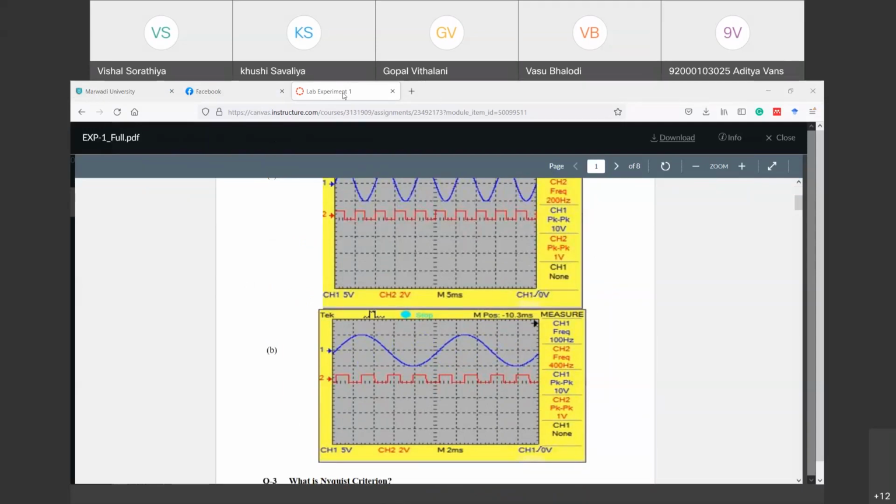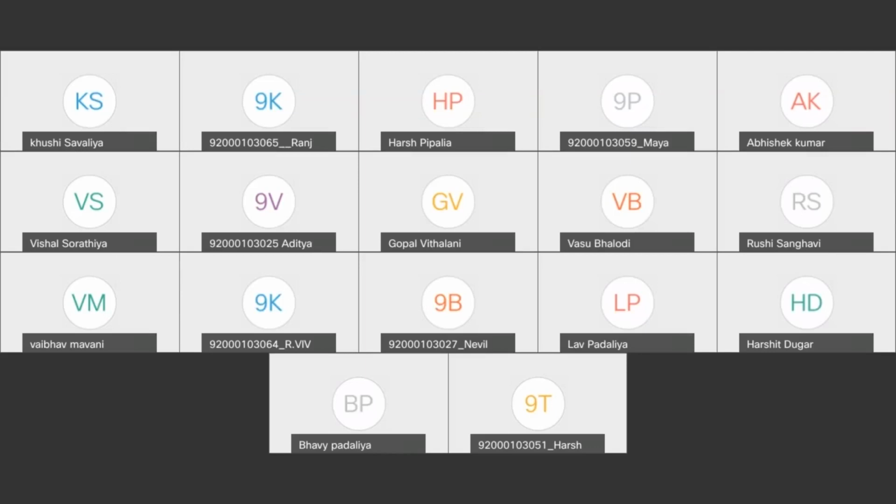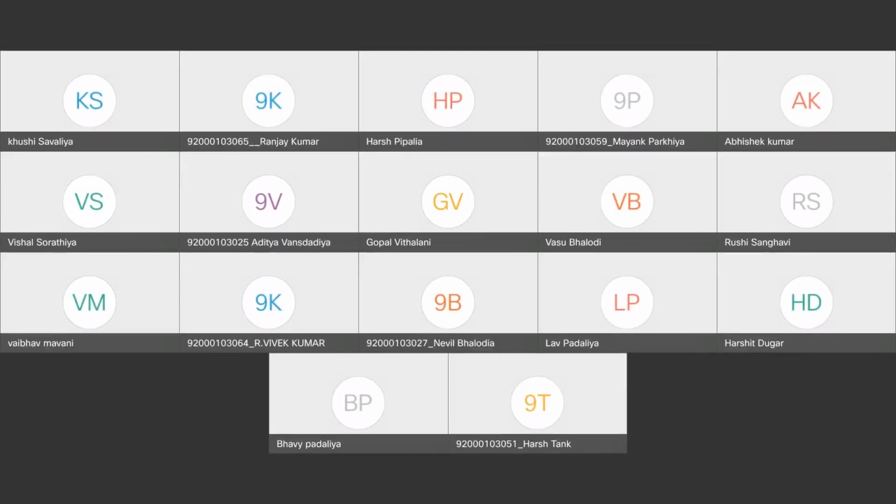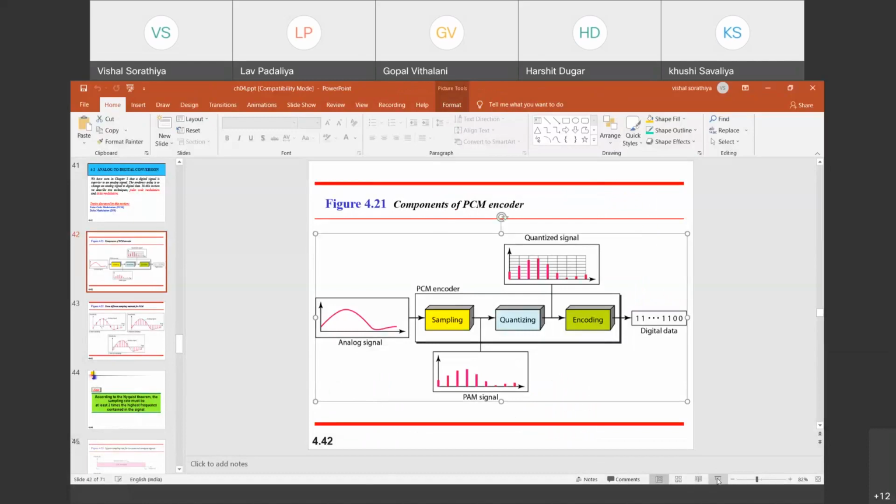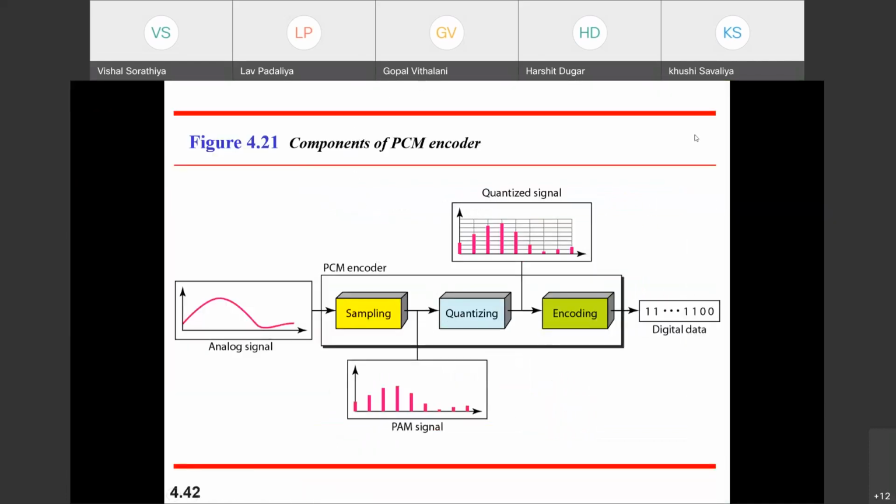So let me share one PPT with you. Yes, I think this is visible to everyone. Great. So first of all, why do we require this sampling theorem, Nyquist criteria, and all of this?